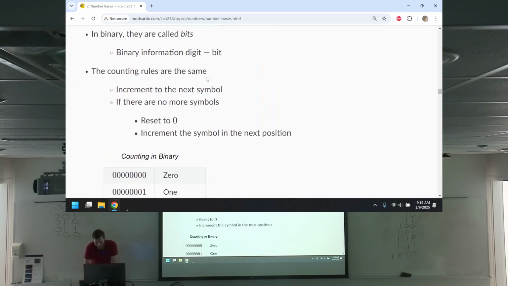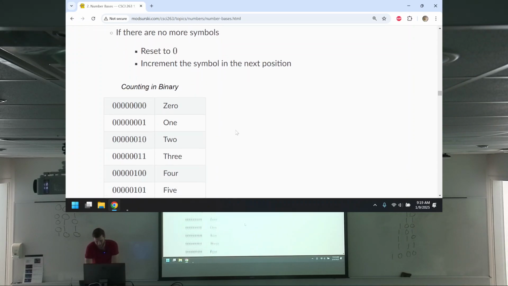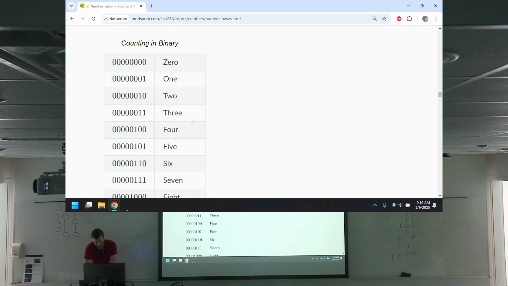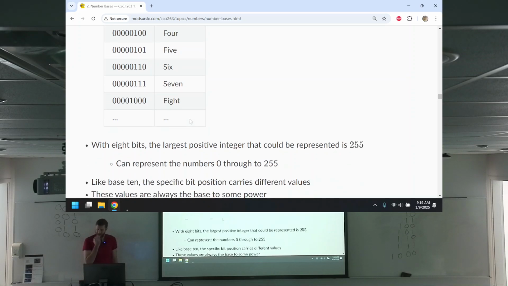All right, okay. Counting rules are the same. Increment to the next symbol. If there are no more symbols, reset to 0. Increment the symbol in the next position. 0, 1, 2, 3, 4, 5, and so on. With 8 bits, the largest possible number I could represent, because remember before with 8 digits I could represent 99,999,999, with binary the biggest number I could actually represent is 255. I could represent all numbers between 0 and 255.